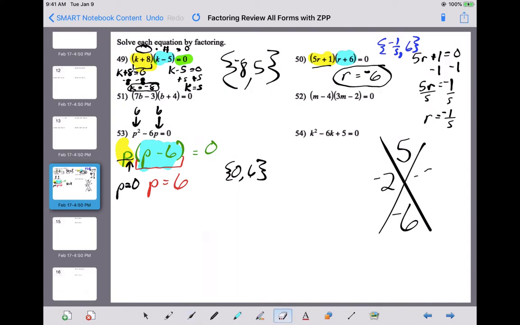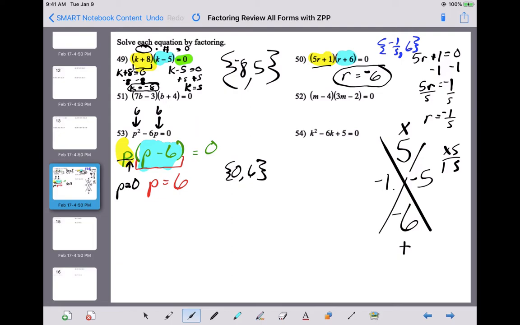Oh, just that? I did not say that. Did not say that at all. Numbers that multiply to 5 are what? 1 and 5. So we need a negative 1 and a negative 5. Let's double check that. Do those two numbers multiply to 5? Yes. Do they add to negative 6? Yes.